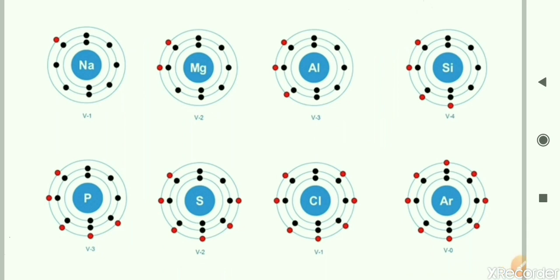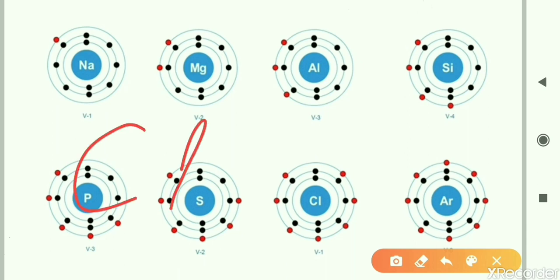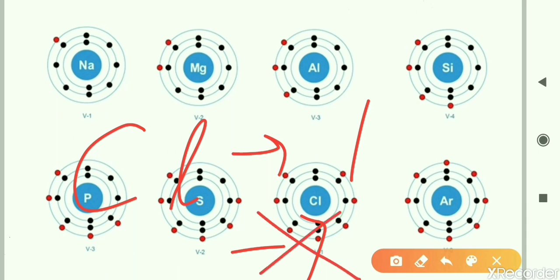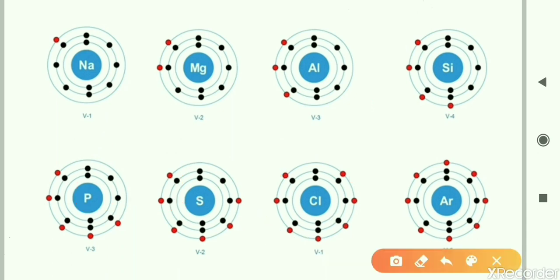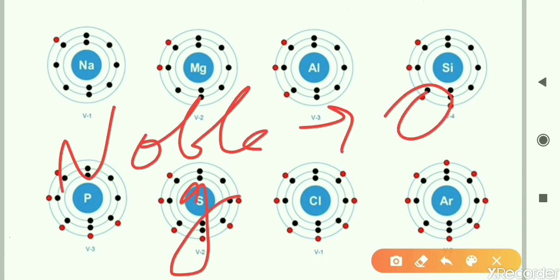Chlorine, you can see, has 7 outermost electrons. Easily it can accept 1 electron from another atom and complete its octet. That is why the chlorine valency is 1, because losing 7 electrons is not a good option. In the case of argon, or all the noble gases, the octet is already filled. All 8 electrons are there in the outermost shell. It does not need to lose or gain any electrons. That is why all the noble gases have valency 0.